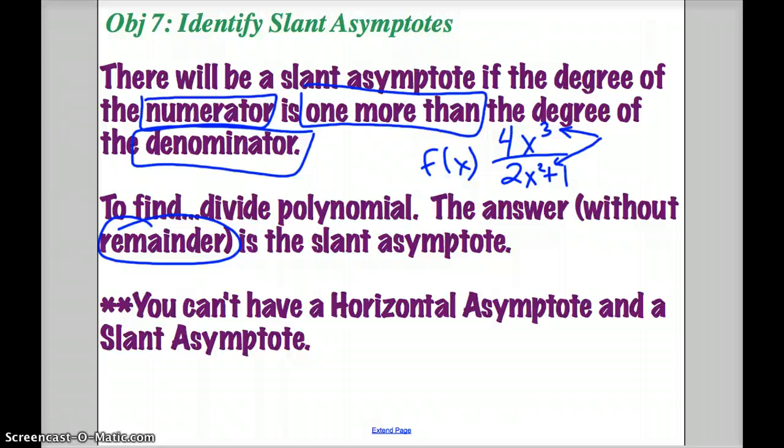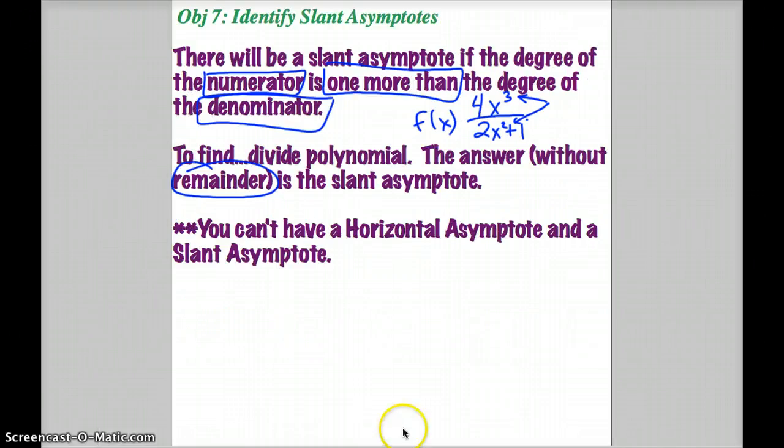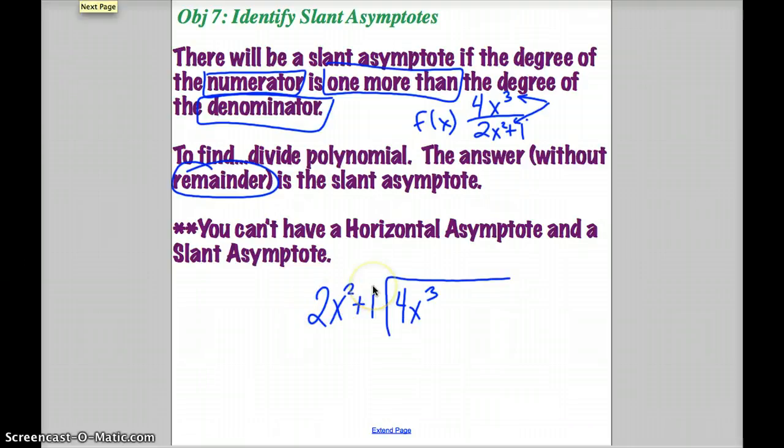So we divide the polynomials, and we're going to do that here. So let's take a look at these two polynomials. We're going to take 4x to the third, and we're going to divide it by 2x squared plus 1. So it looks like it goes into 4x to the third 2x times.